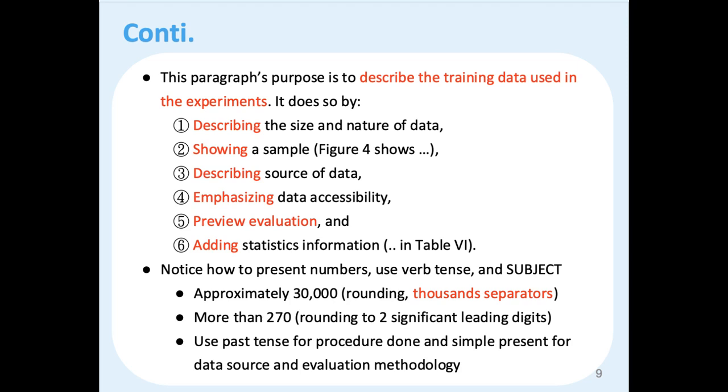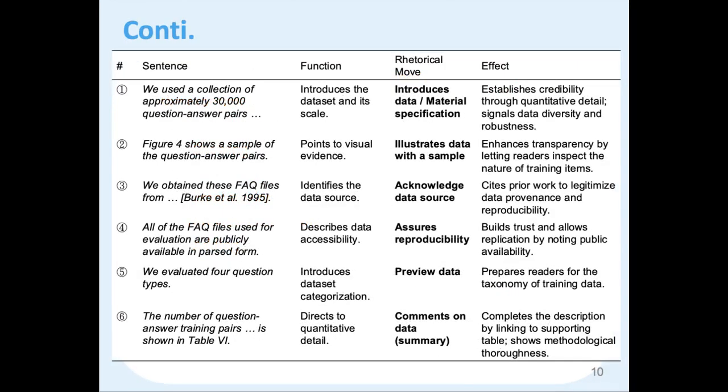Also, to improve writing precision, remember to format large numbers using rounding and thousand separators. And always be deliberate with verb tense. Use the past tense for actions you performed, but use the simple present tense when referring to the evaluation structure or data source. We have analyzed the practical utility of the training paragraph.